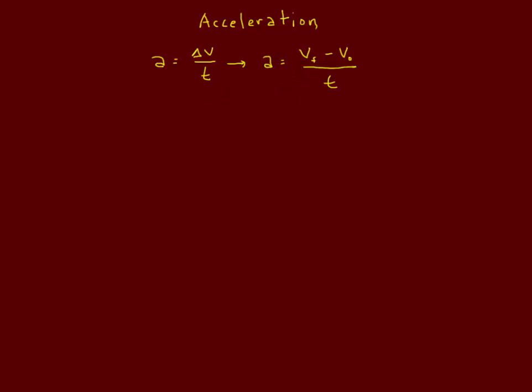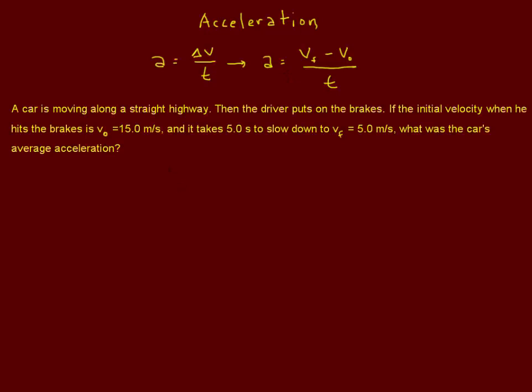Let's do an example really quick. A car is moving along a straight highway. Then the driver puts on the brakes. If the initial velocity when he hits the brakes is v0 equals 15 meters per second, and it takes 5 seconds to slow down to v final equals 5 meters per second, what was the car's average acceleration?